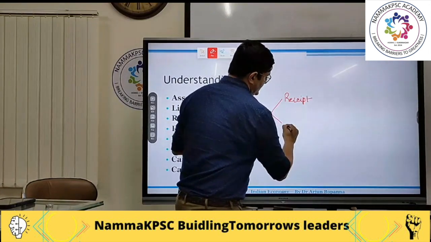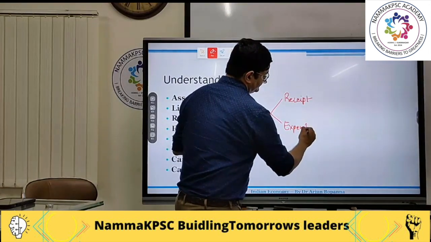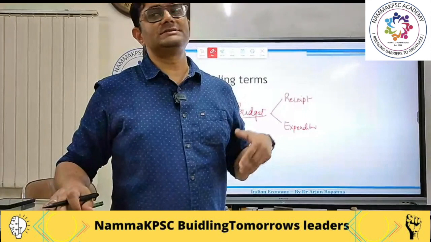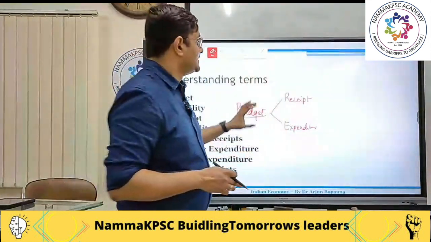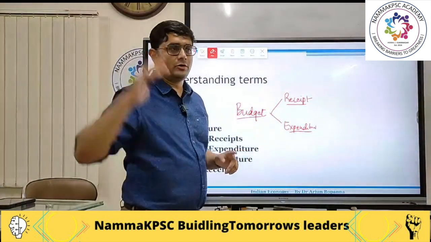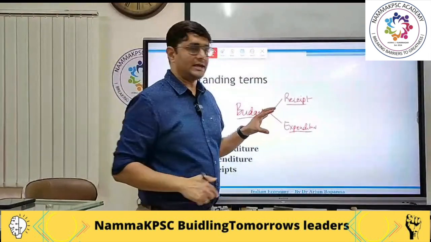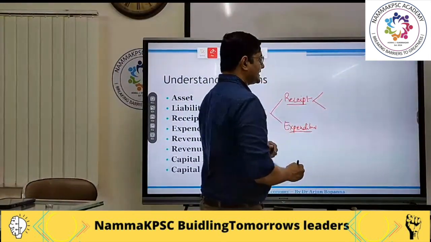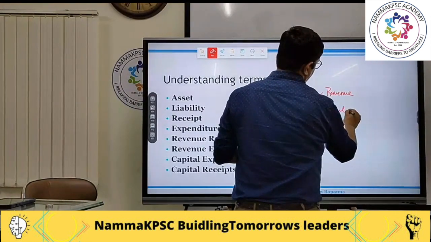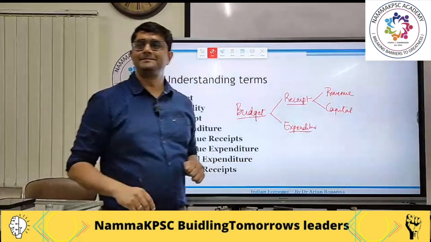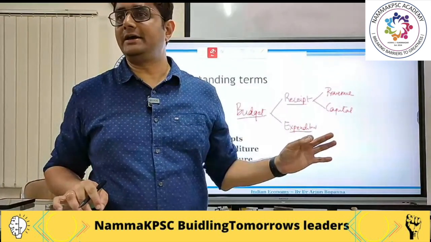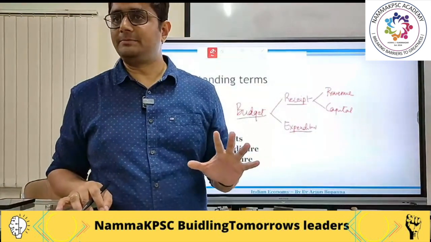The government budget can be classified into receipt and expenditure. Receipt means any money that the government gets. Expenditure is any money that the government spends. There are two types of receipt. Let's take your house as an example and then we'll move on to the government. Any money that you receive in your house can be classified into revenue receipt and capital receipt.